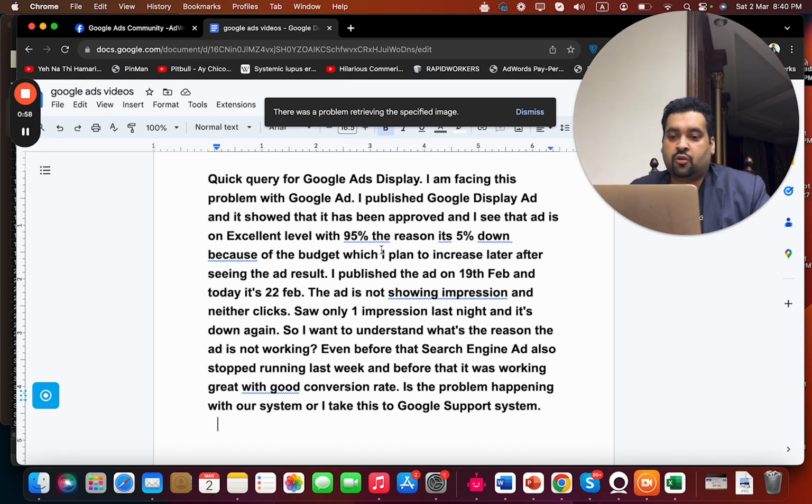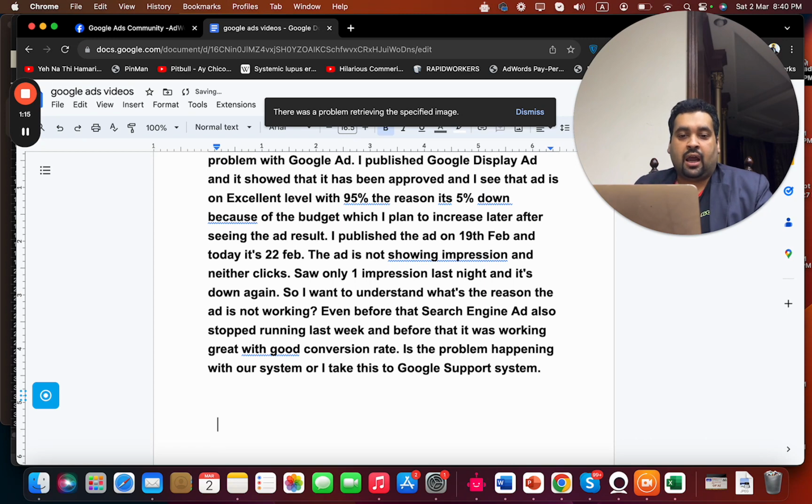Okay, so first of all, my question is: how are you defining that your ad level is 95% and 5% is down because of the budget? Who is telling you that it's down 5% based on the budget? I do not agree with this opinion. But now, because your ad is not showing, there are a few reasons why. I will try to explain all the solutions.